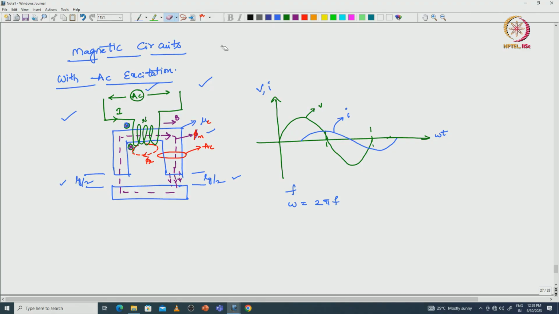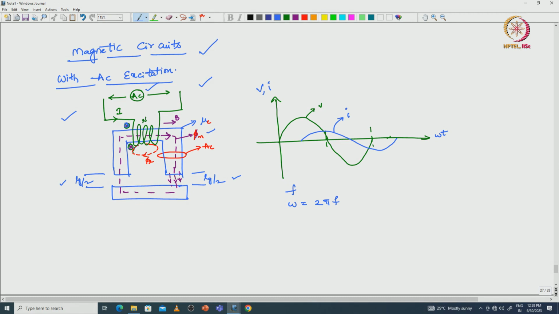In the last lecture, we discussed magnetic circuits and some example problems. Now, in this lecture, we will discuss magnetic circuits with multiple winding excitations and permanent magnets. First, we will see magnetic circuits with AC excitation.